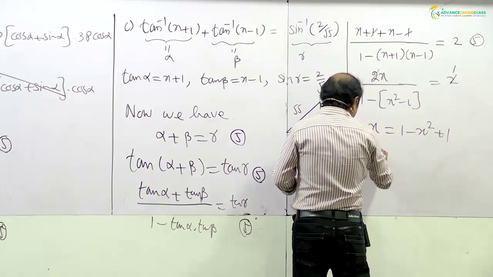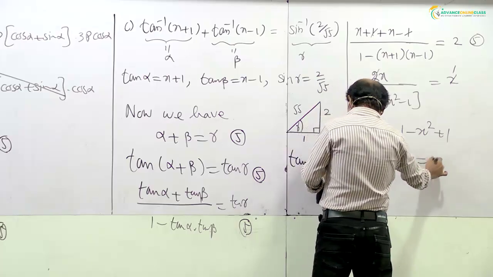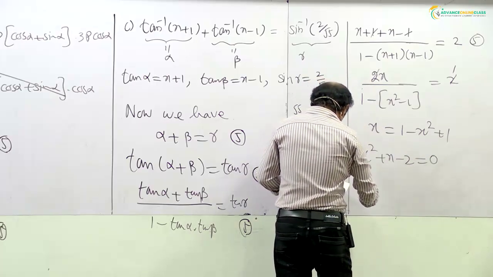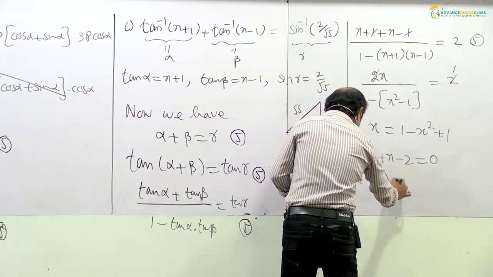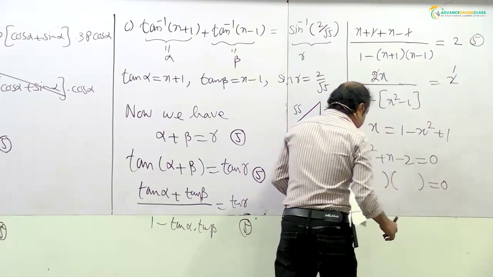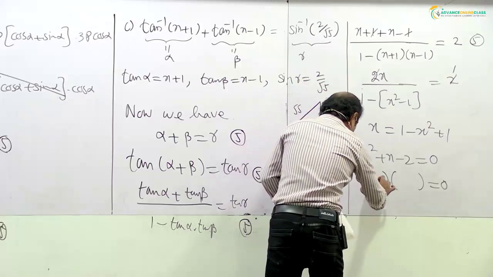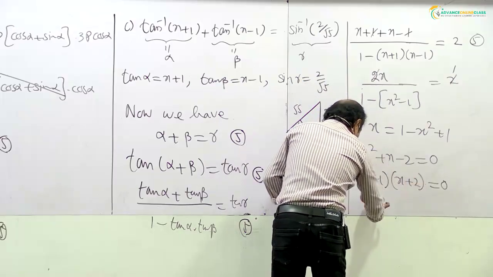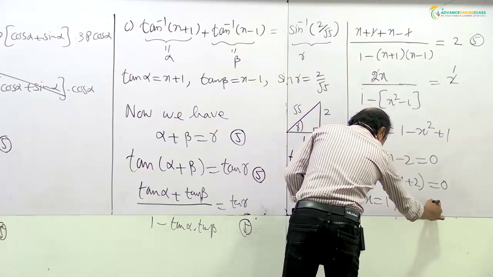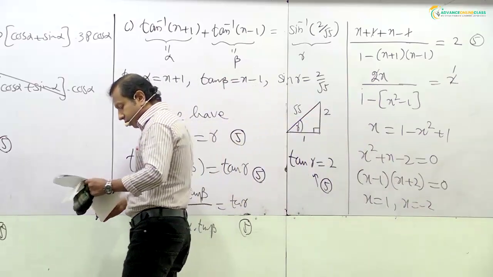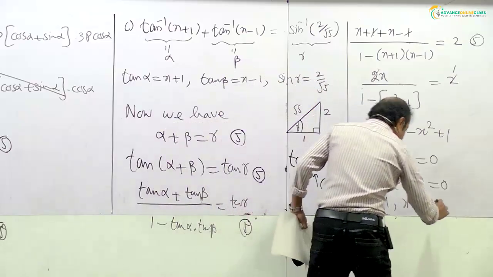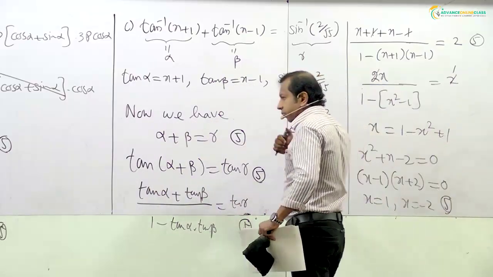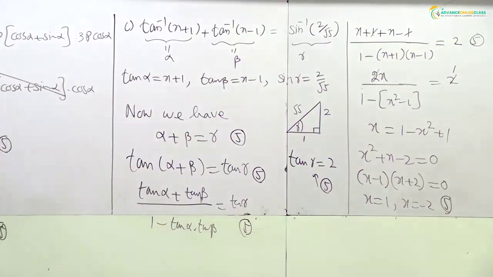Take the terms to the left hand side: x squared plus x minus 2 equals 0. Right, factorize this. Factorizing, we get (x minus 1)(x plus 2). There are 2 answers, x equals 1 and x equals minus 2. 5 marks come in for this.